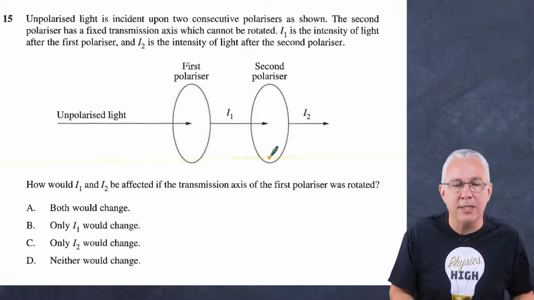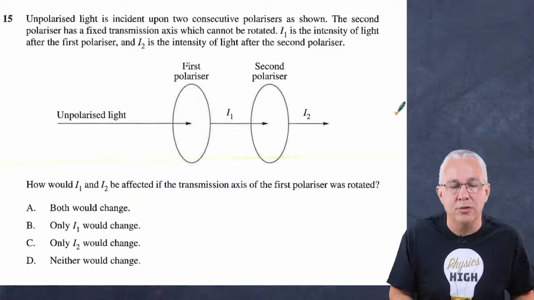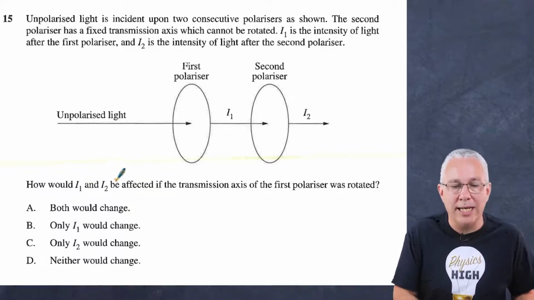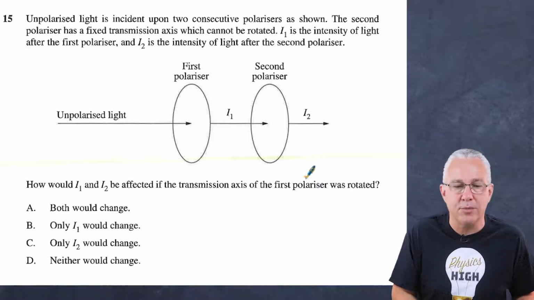15. Unpolarized light is incident upon two consecutive polarizers as shown. The second polarizer has a fixed transmission axis which cannot be rotated. I1 is the intensity of light after the first polarizer, and I2 is the intensity of light after the second polarizer. So how would I1 and I2 be affected if the transmission axis of the first polarizer was rotated?